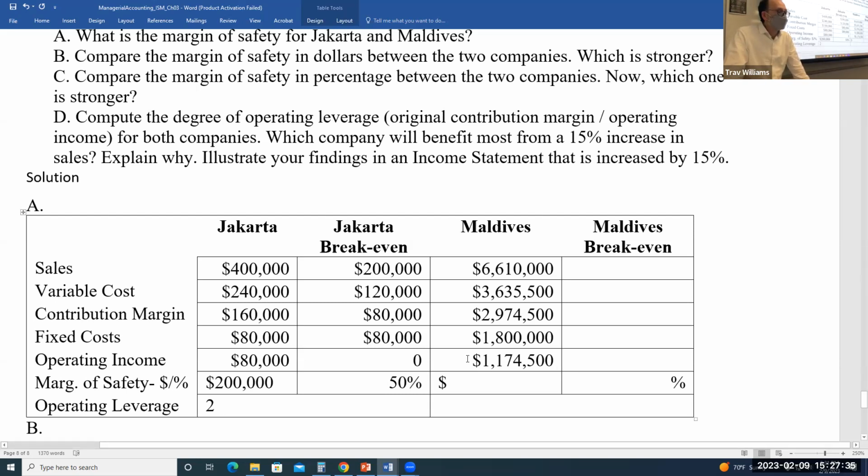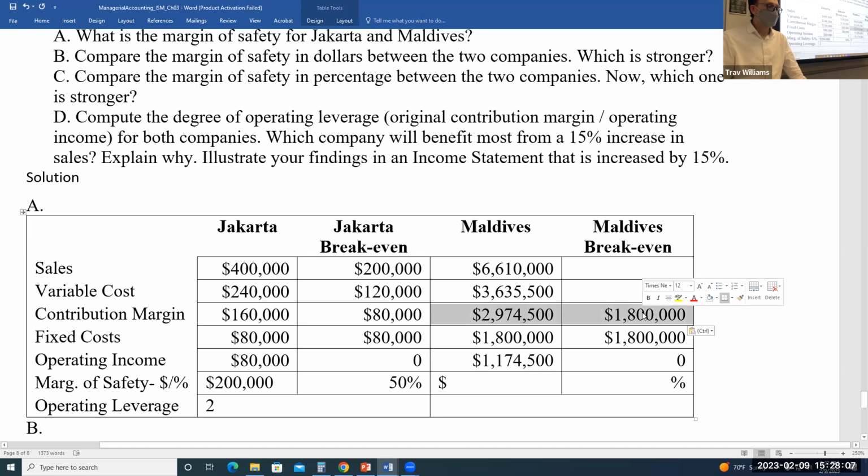Okay, again, to compare their actual performance with their break-even point, we need to start with 0. Their fixed costs would be the same. At break-even, their contribution margin would equal their fixed costs. But here it's a little more difficult, right? Before it was clearly their break-even was half of their actuals, and here it's not as clear. So I'll tell you a little trick we can do here.